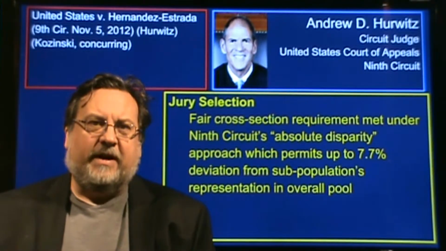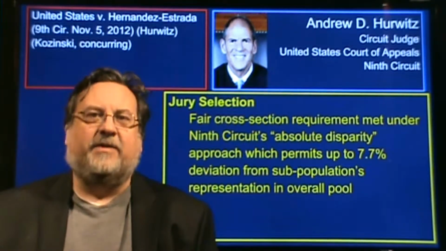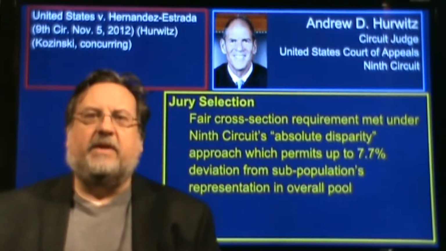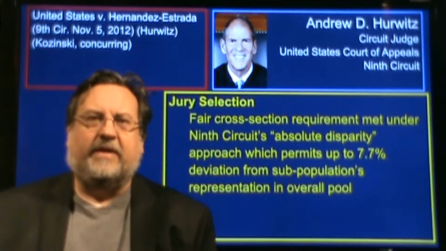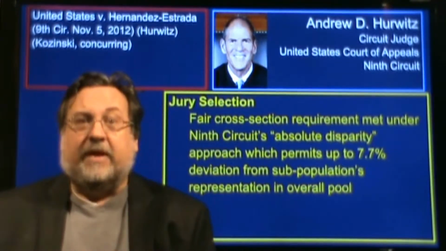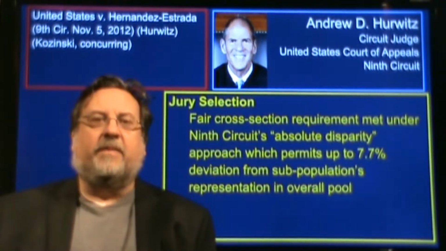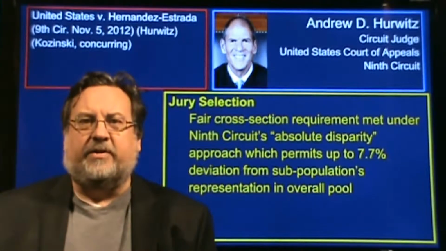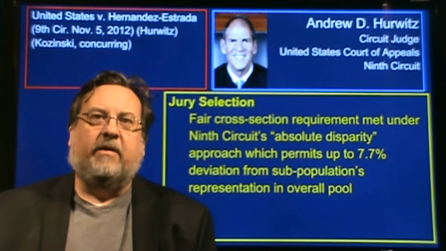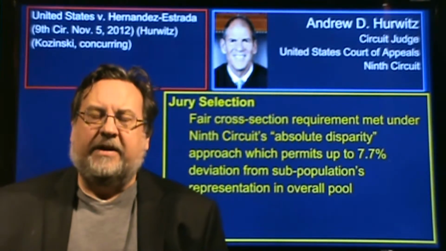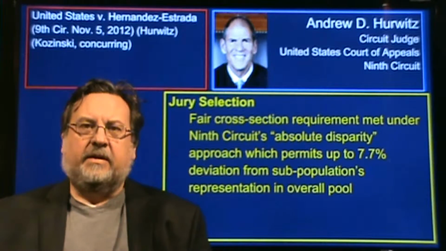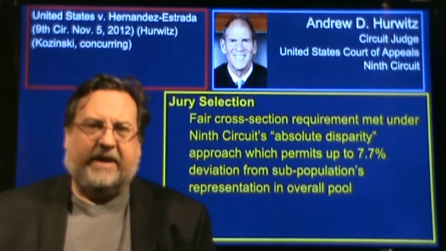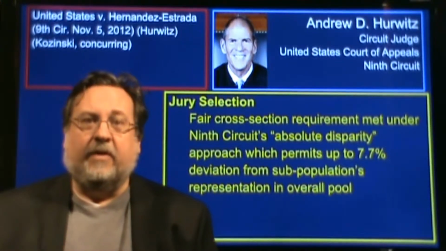Chief Judge Kozinski concurred without enthusiasm in the result, solely because he felt bound by the prior Ninth Circuit cases. And he advocates an en banc so the court can adopt a more statistically sensible approach for measuring compliance with the fair cross-section requirement. And I agree with Judge Kozinski. The rule the Ninth Circuit has now doesn't make any sense. So I expect we'll see an en banc in this case in the near future.